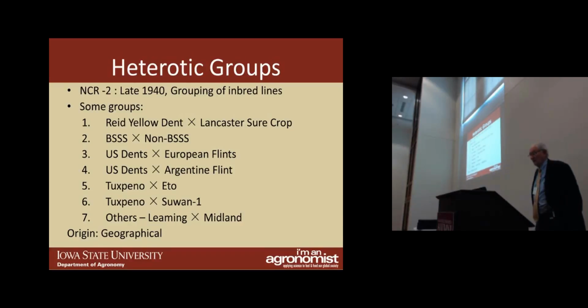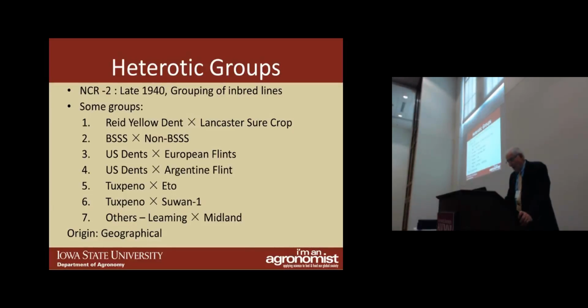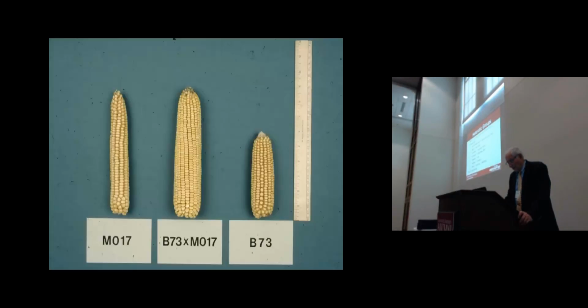Now you talk about Iowa Stiff Stalk Synthetic, and non-Stiff Stalk. Europe, U.S. Dents by European flints. Argentina, U.S. Dents by Argentine flint. Tropical areas, Tuxpeño by Eto, that's kind of out of fashion now. Tuxpeño by Su11. There's other ones suggested. The DeKalb people, Kaufman and them, said that Lemming by Midland may be a potential, another heterotic group in the Corn Belt. Of course, a long way to go to catch up with the others.